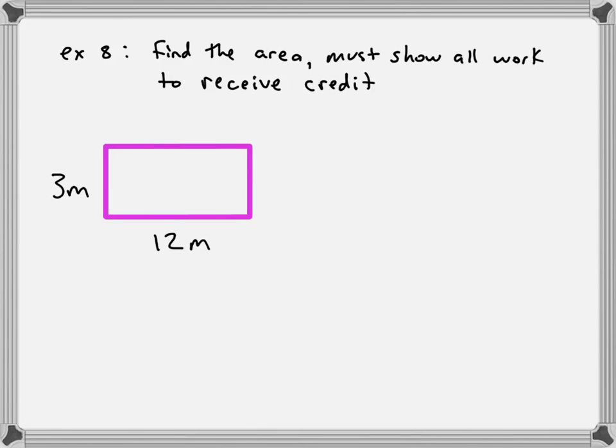Again, show all your work to receive credit. So my area is going to be 3 meters times 12 meters. 3 times 12 is 36, and meters times meters is meters squared. So the area of this rectangle is 36 meters squared.